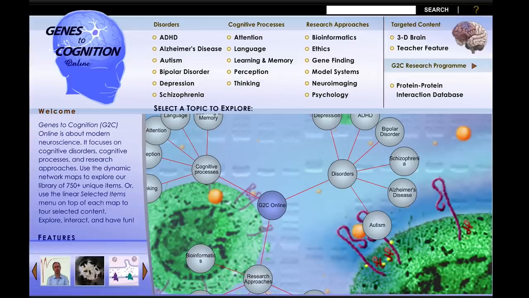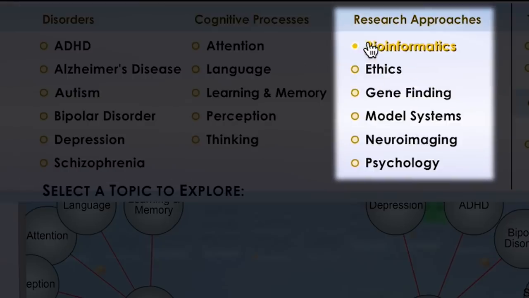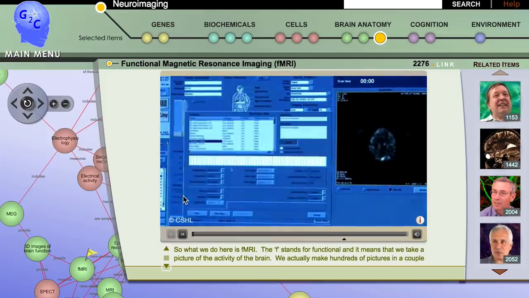Genes to Cognition Online features an interactive network map of cognitive disorders, cognitive processes, and research approaches. Cognitive disorders can be caused for a number of reasons, including genes, head injuries, or brain tumors, to name a few. Knowing someone that suffers from such a disorder can be particularly distressing when they appear to be completely fine on the outside. Alzheimer's is one of these diseases in which the person afflicted can often appear physically normal.